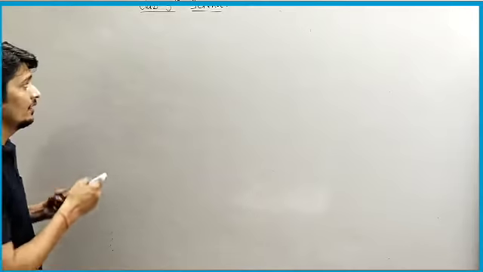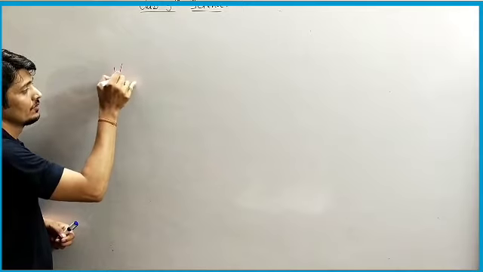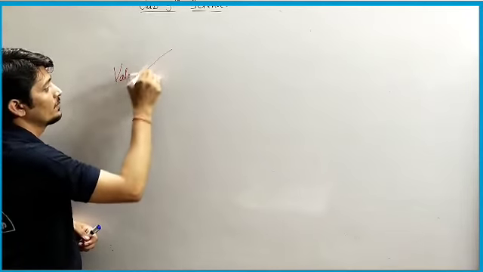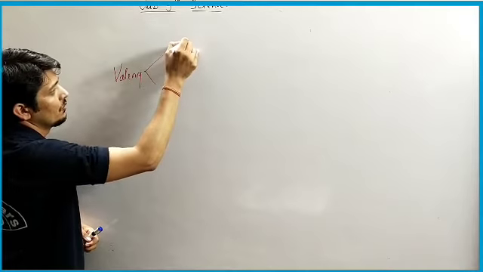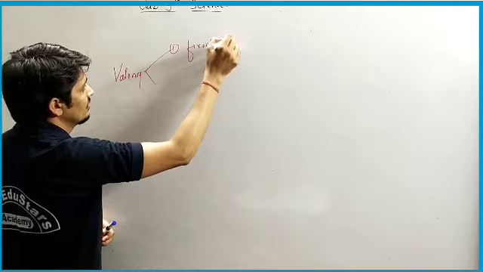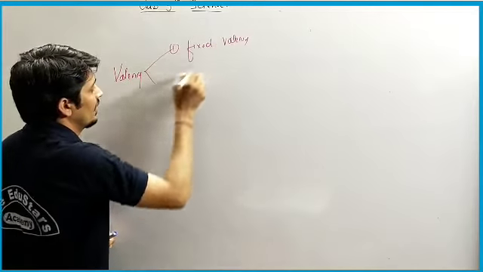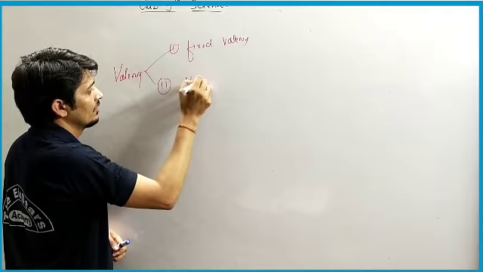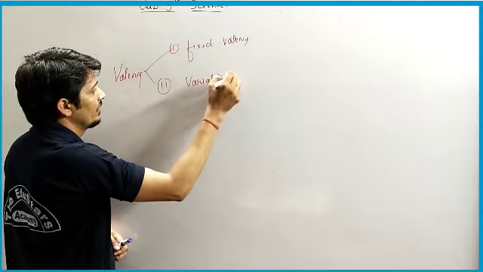Now we will understand types of valency. Valency has two types. Number one is fixed valency and second is variable valency.